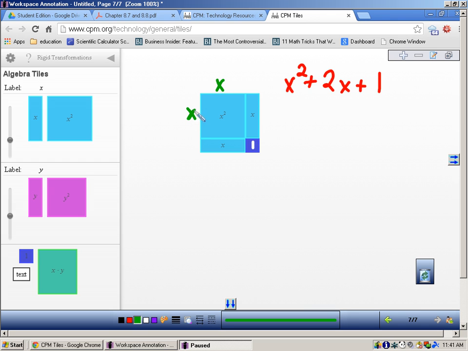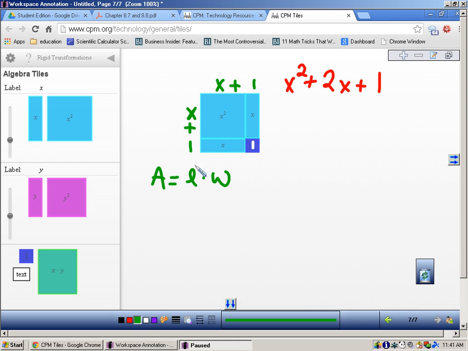We talked about this rectangle here having a length and width of 1, right? We also said this piece here had a length of 1. Okay? And so I just found the length and width of this perfect square. It's x plus 1 and x plus 1. And so what I want to show you is that the area model would be found by taking length times width.